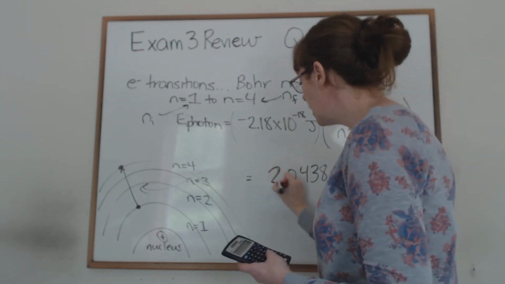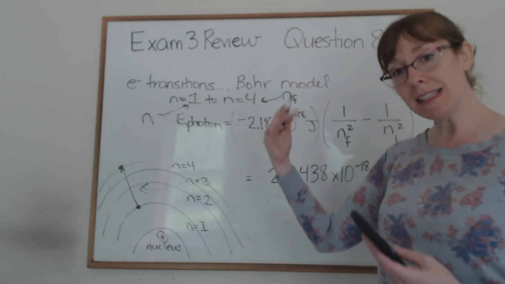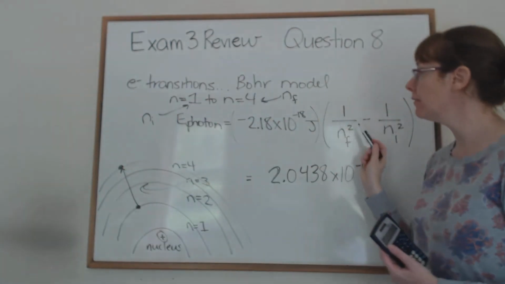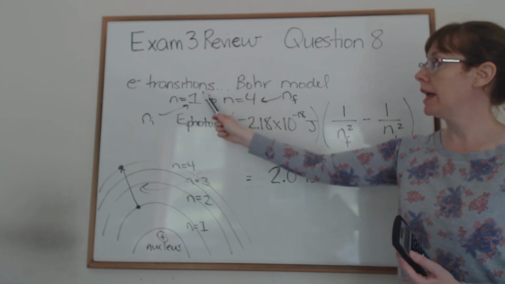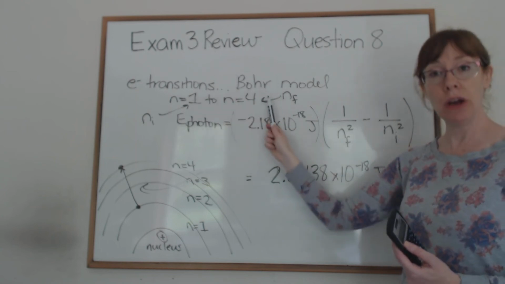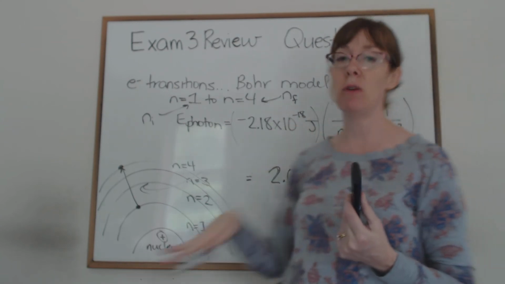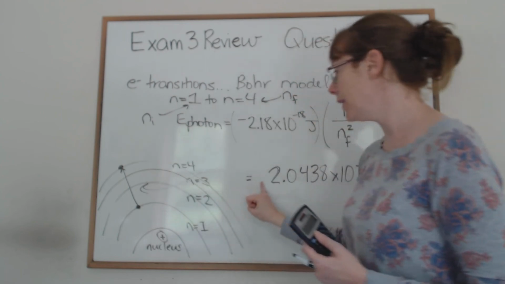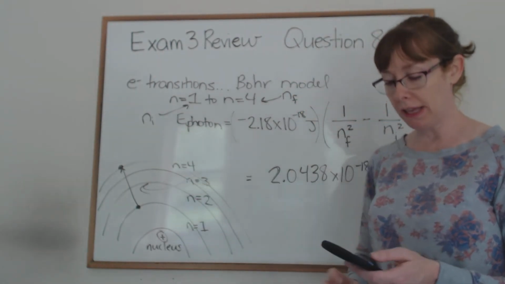Now notice, the energy of the photon is positive here. That's consistent with the fact that the photon came in. If you had a transition from a high to a low, you would get a negative number for this photon, which means essentially that the photon is coming out. So the sign that you end up with is consistent with whether you're having absorption or a release.